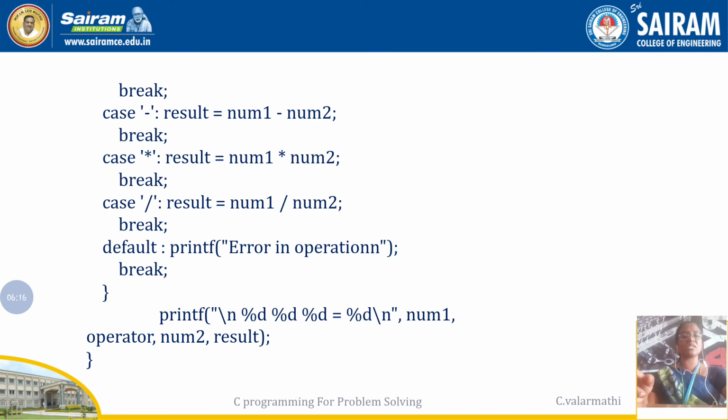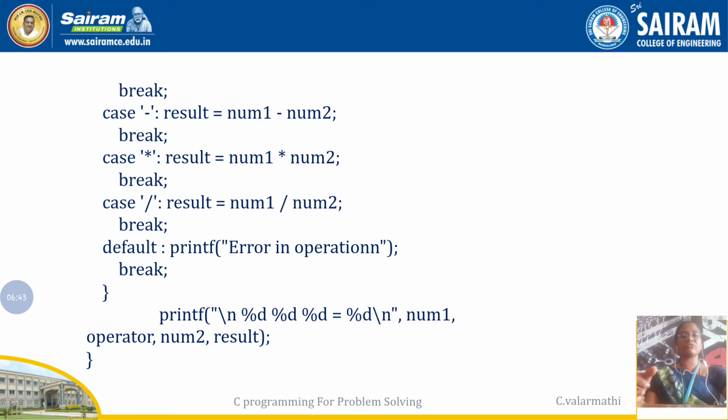A break statement is added at the end of each case. The third case is the multiplication case. What is the symbol? The star symbol. If my operator is star, I need to perform multiplication. For that, number 1 star number 2 is written, and it is stored in the variable result. The same thing we are performing. The fourth case is also the same, the division operation. Number 1 divided by number 2 is written, and is stored in the variable result.